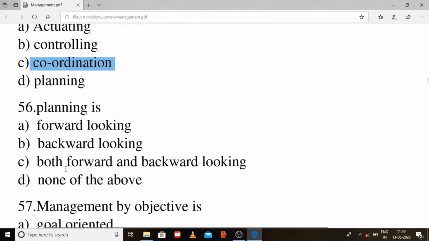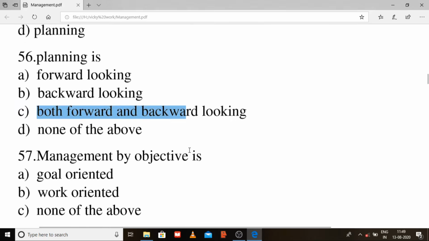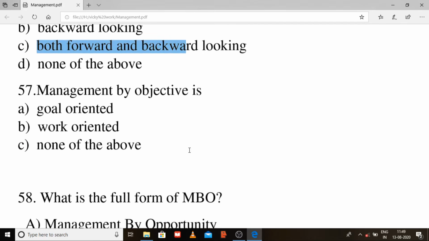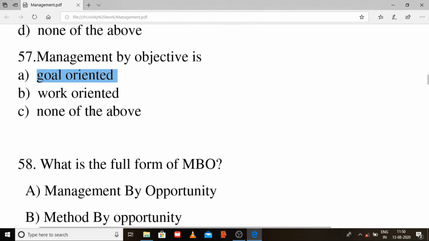Planning is both forward looking and backward looking. Option C is the right answer. 57. Management by objective is goal oriented. Option A is the answer.